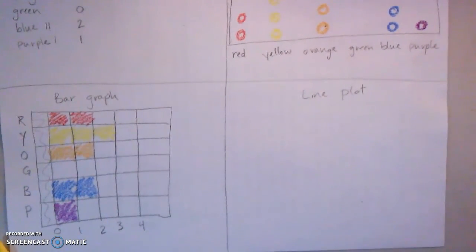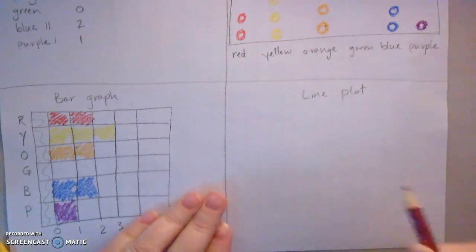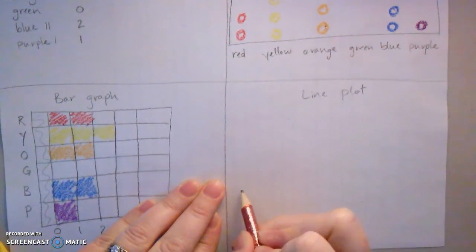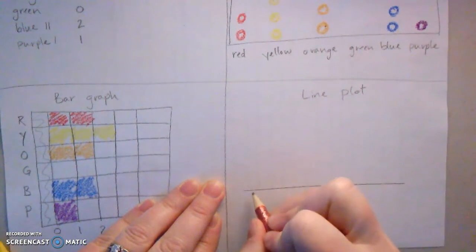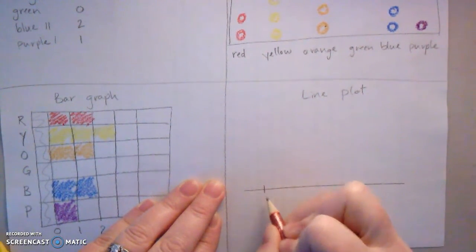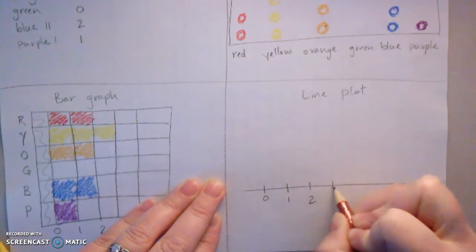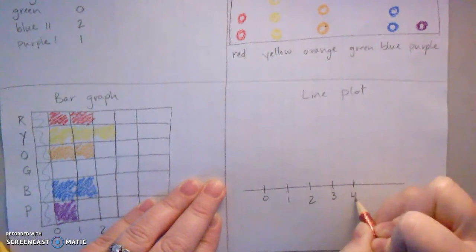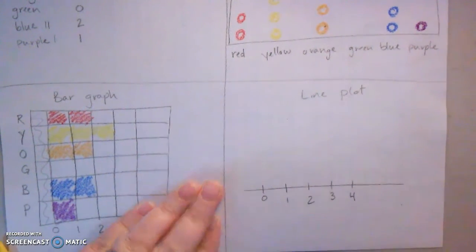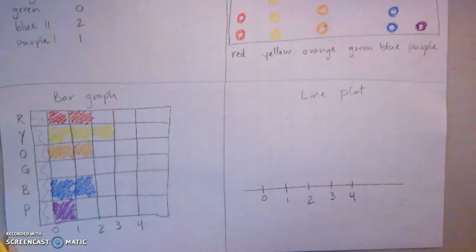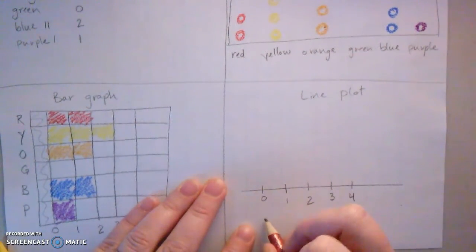For the line plot, we're actually going to be plotting the number of each one. So if I were going to label it, draw my line, and we have 0, 1, 2, 3, 4, and I think that's all I need to go. So for our line plot, this would be number of each color.